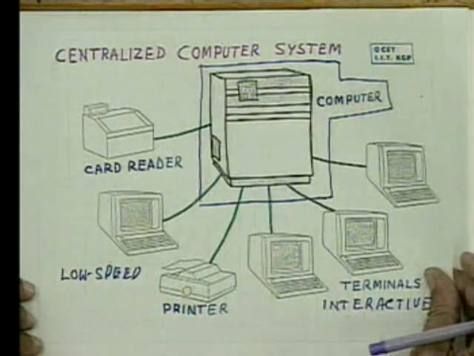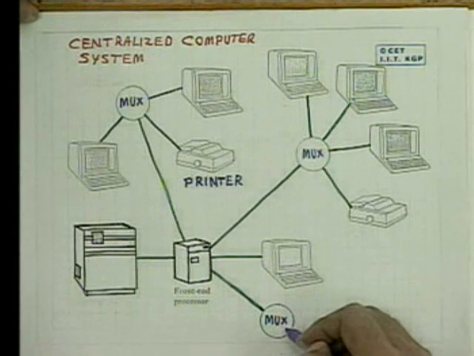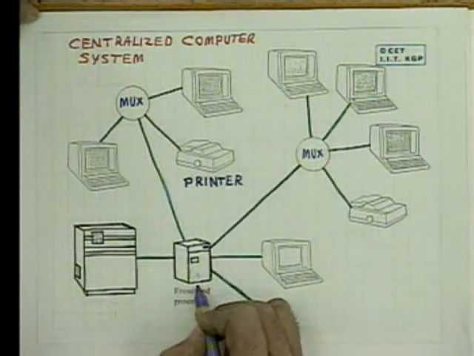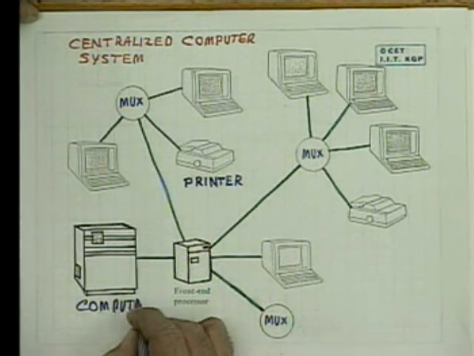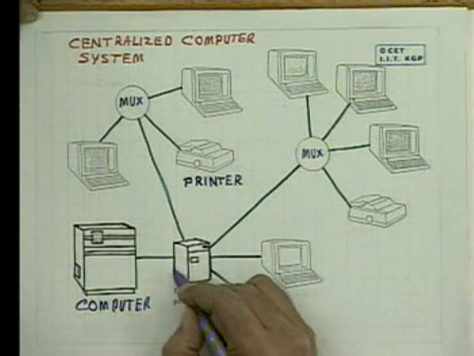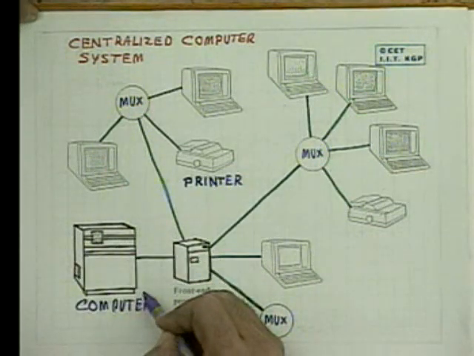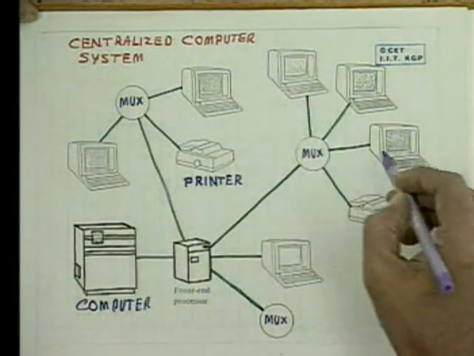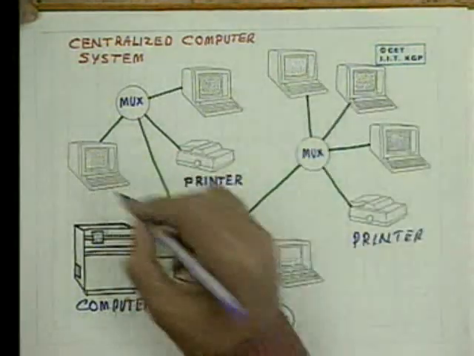Then the number of terminals increased to so much that it was necessary to have special type of equipment like multiplexer. Muxes are essentially multiplexers. And another equipment that was used is called front-end processor. Here is your computer. This is a mainframe computer like the previous ones. And this is the front-end processor. What this front-end processor is doing, it is offloading the job done by the computer for communication with peripherals like printer and these terminals.